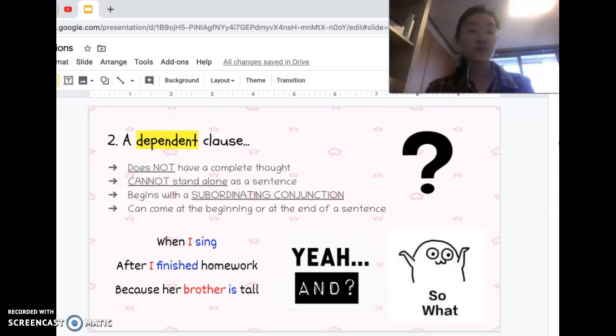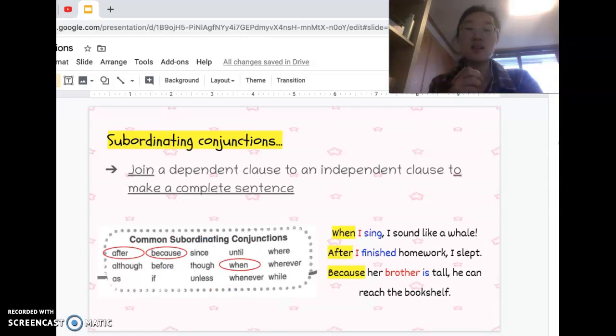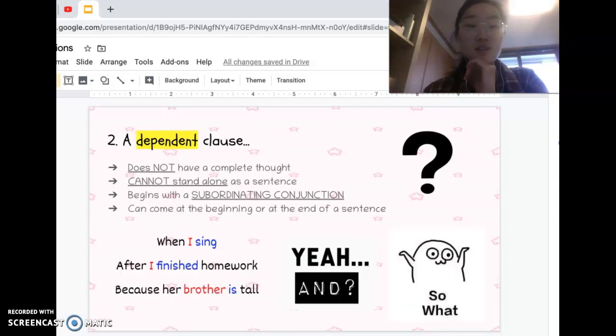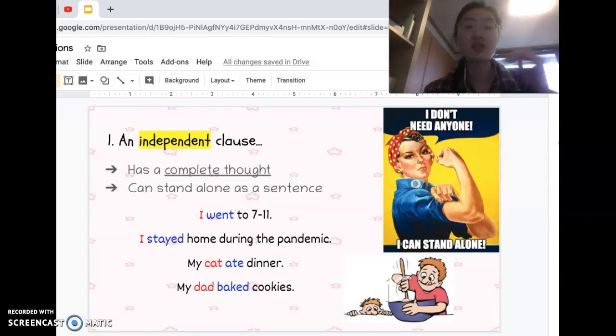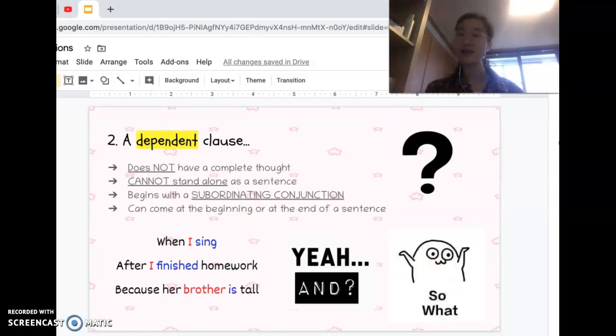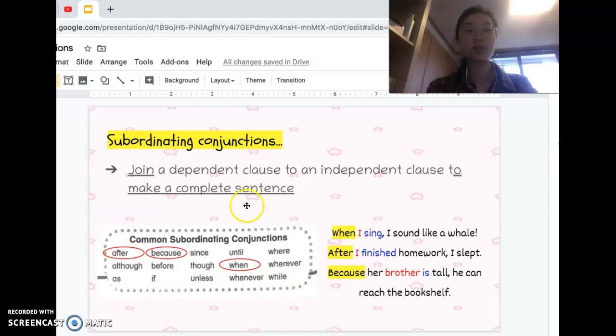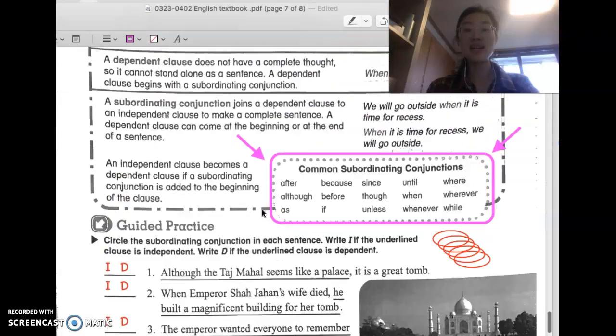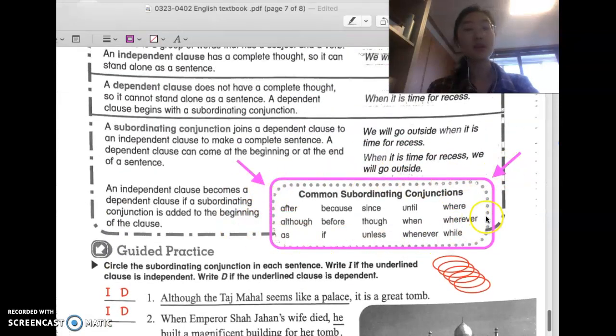Now, what does this have to do with subordinating conjunctions, Ms. Oak? Well, you need a subordinating conjunction to join the dependent clause to an independent clause. The subordinating conjunction is like the glue that holds these two clauses together to make a more complex sentence. If you look in your workbook, it will give you a nice list of the most common subordinating conjunctions.